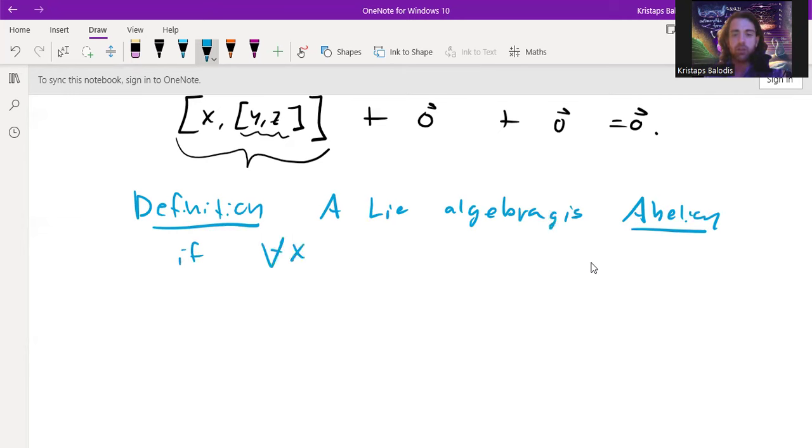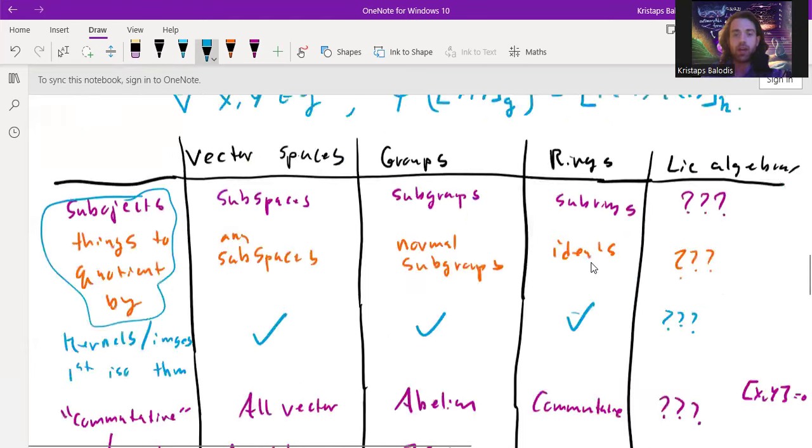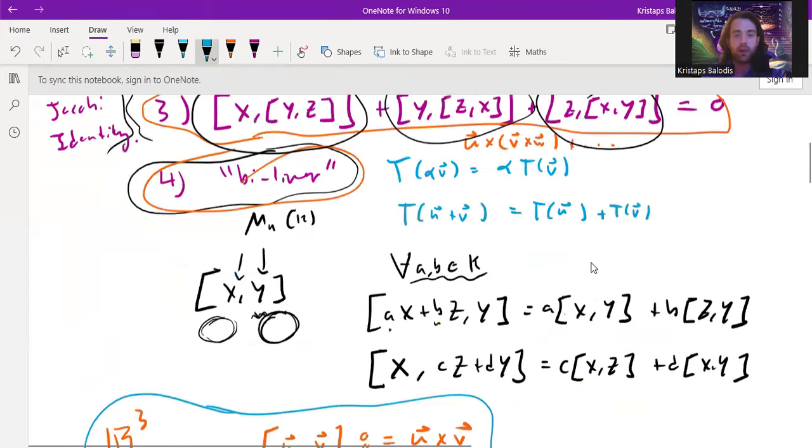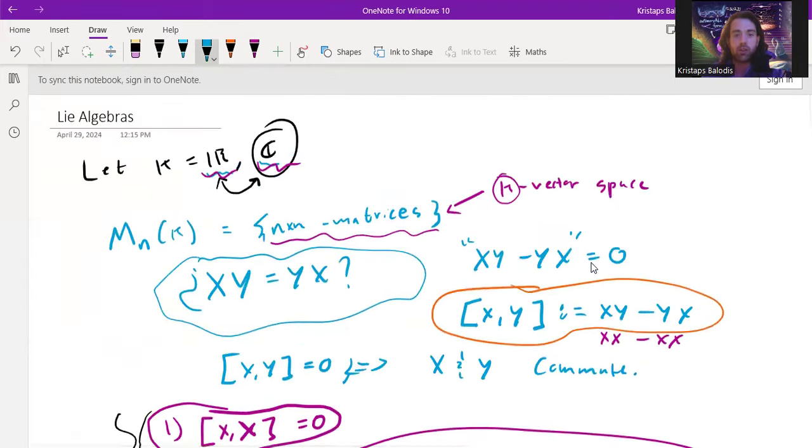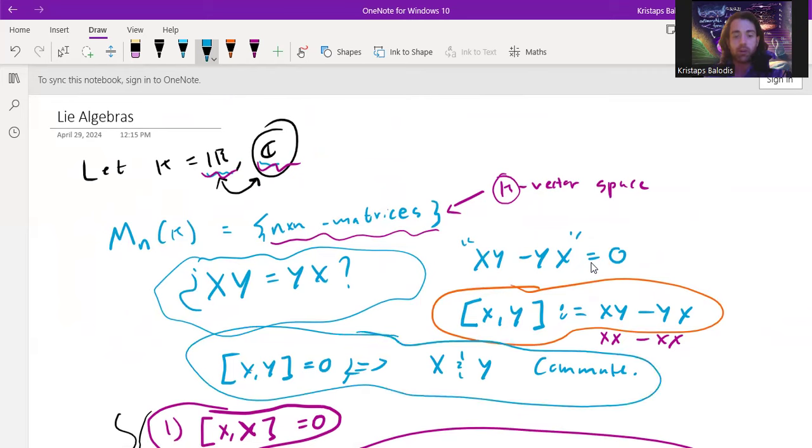So a Lie algebra G is abelian if for all x and y in G, the bracket of x and y is the zero vector. And why is this abelian? Well, I want you to forget a bunch of examples that we have pretty soon, but let's go back up to the original example I had in the first episode of n by n matrices. We figured out that two matrices commute if and only if the Lie bracket, this commutator, was zero.